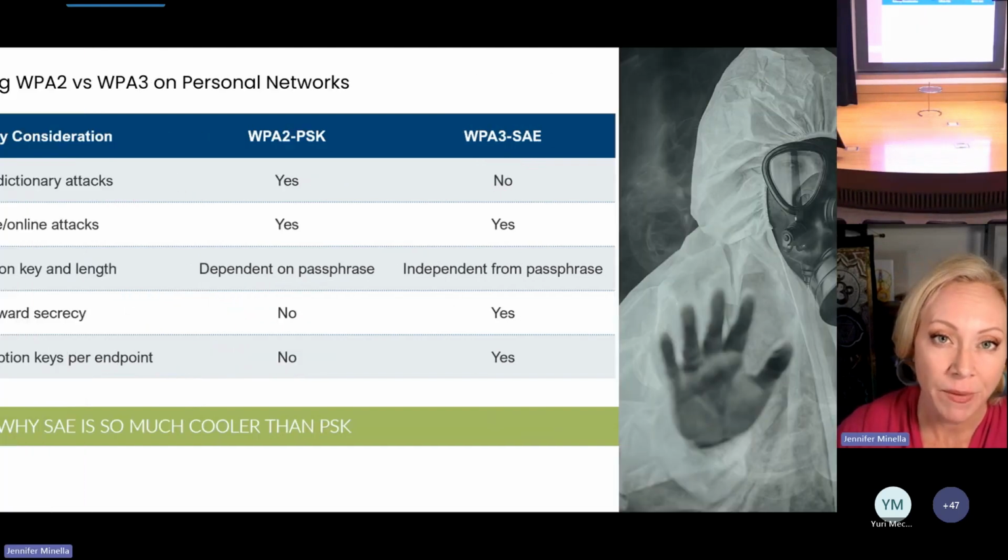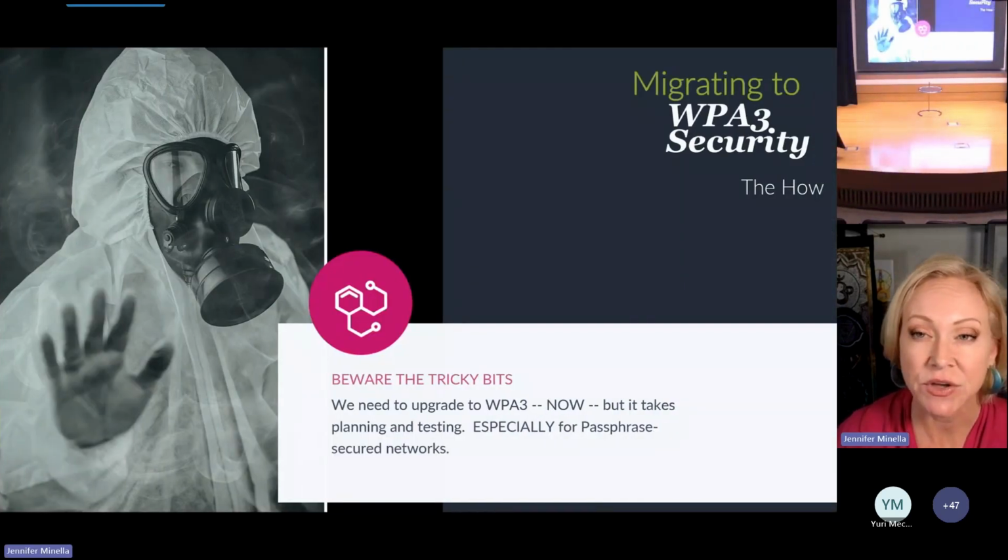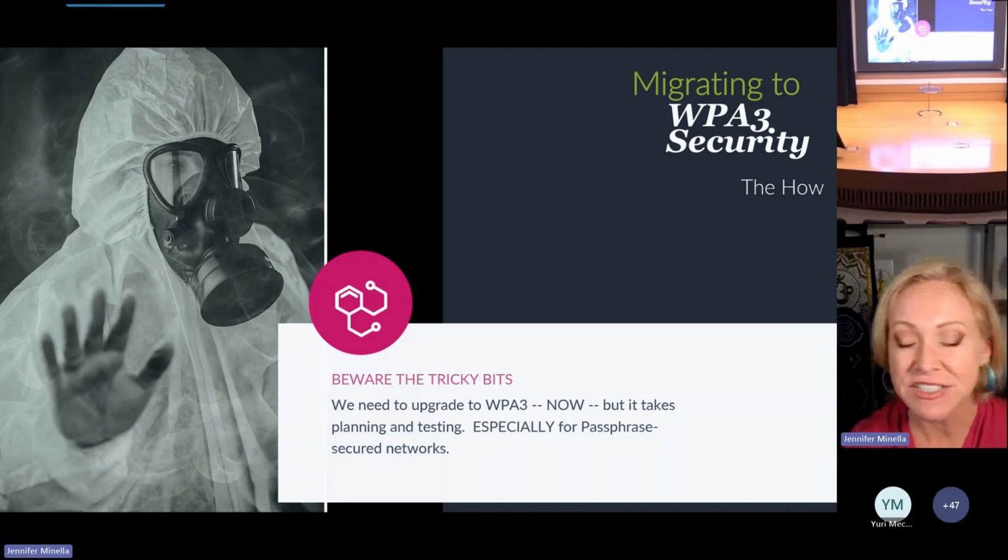But the kind of crappy part is these passphrase networks are the hardest to migrate. So now I'm going to get into a little bit of that, the migration steps.